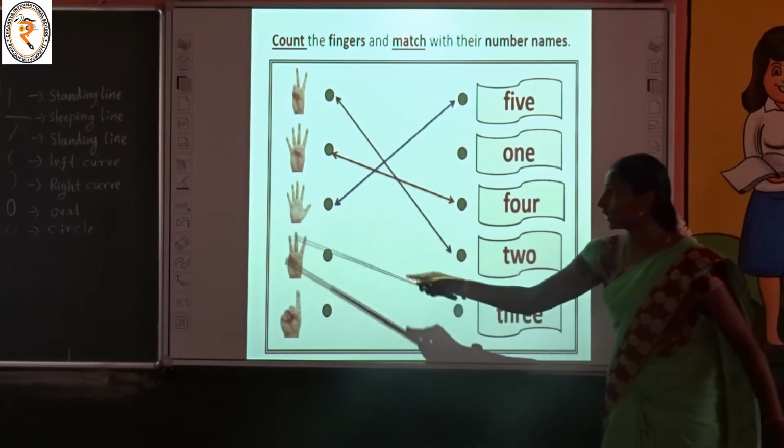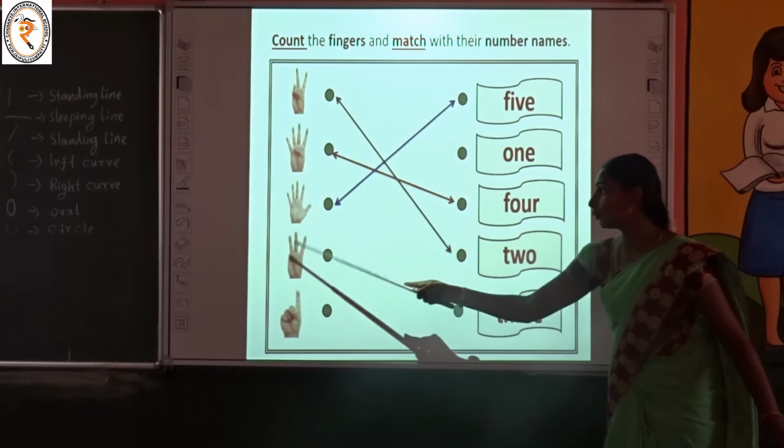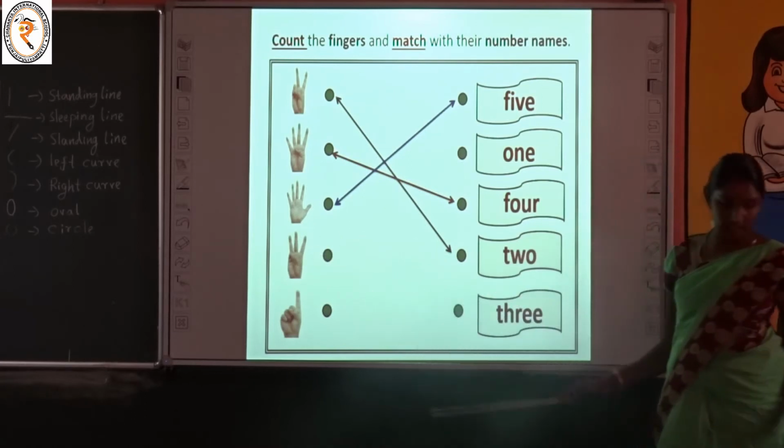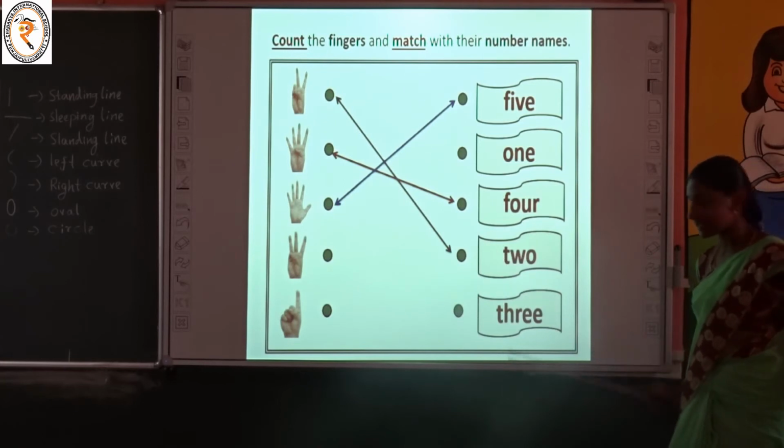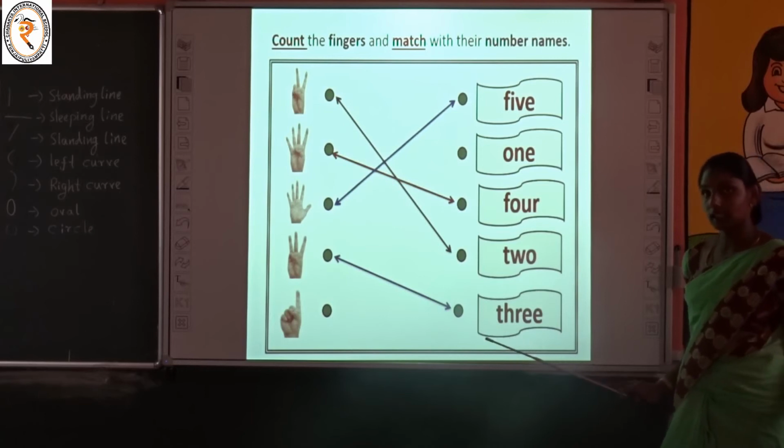Move on to the fourth one. How many fingers? Count and tell. 1, 2, 3. 3 fingers are there. Can you spell and find the number name 3? Where it is? Here. T-H-R-E-E, 3. Very nice.